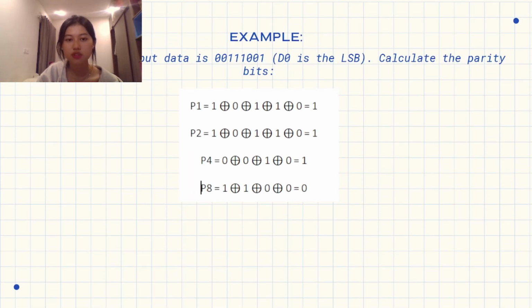So for you to understand more, I also have an example, where the input data is 00111001. To calculate the parity, we calculate the parity bits. We know that P1 will be equal to 1, P2 will be equal to 1, P4 will be equal to 1, and P8 will be 0.